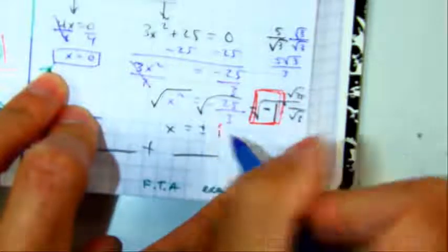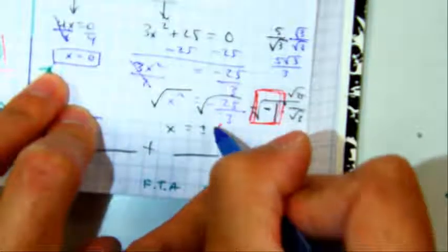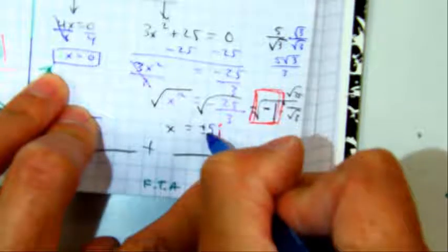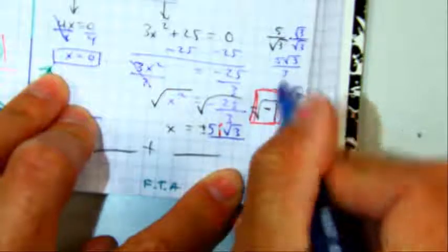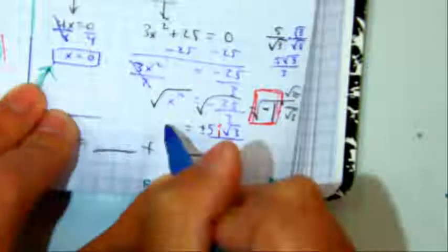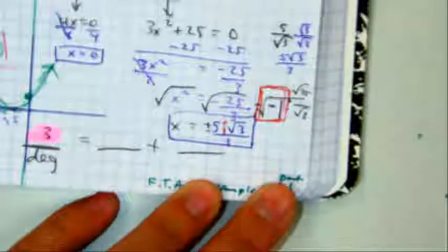What does that mean for our answer? You will have the 5 and radical 3 in the numerator, and the 3 is in the denominator. And so you basically get, let's try that.